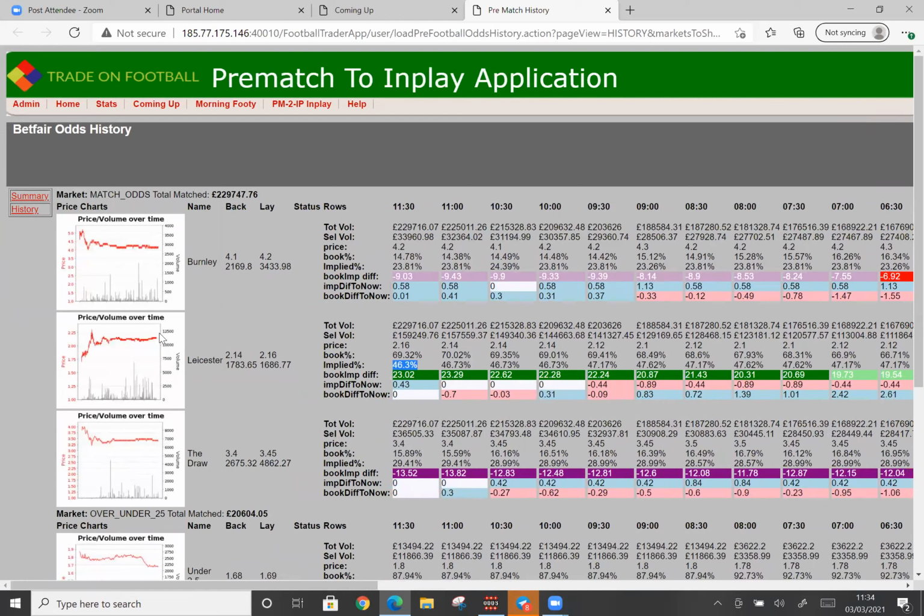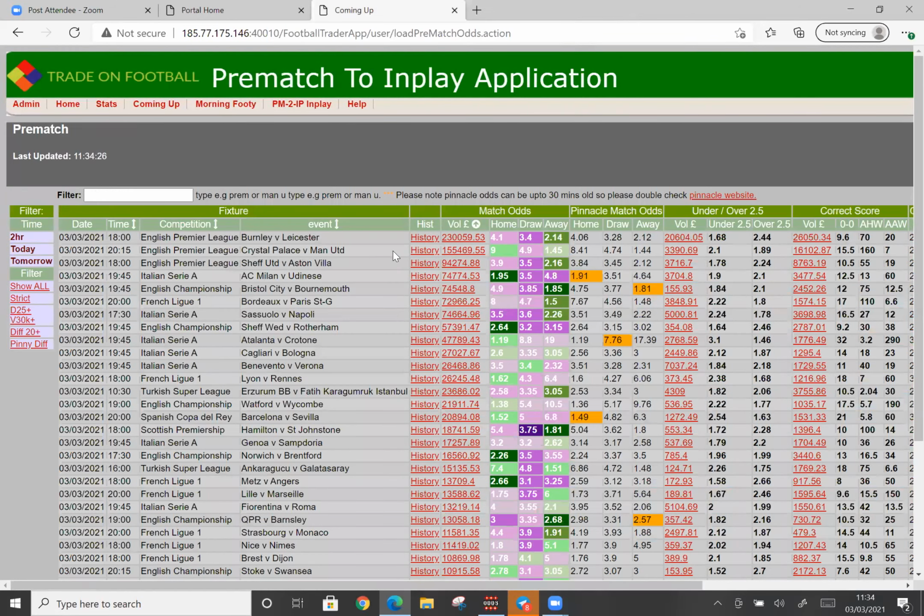What would be interesting, though, is if Leicester drifted and then you started seeing blues here with this dark green. That would be a point, I would say, to get involved in that game. But there's nothing there on that game, really. Crystal Palace versus Manchester United. Let's have a look at this one.